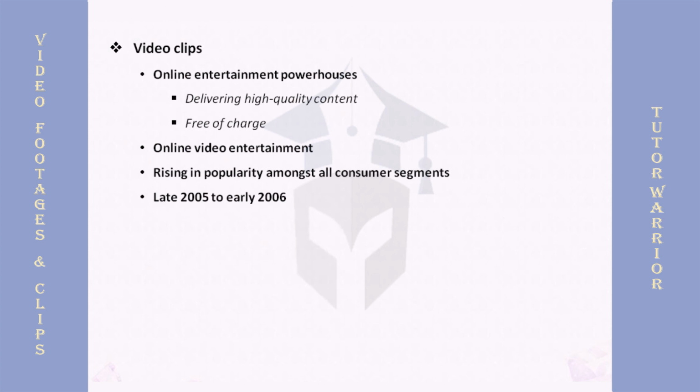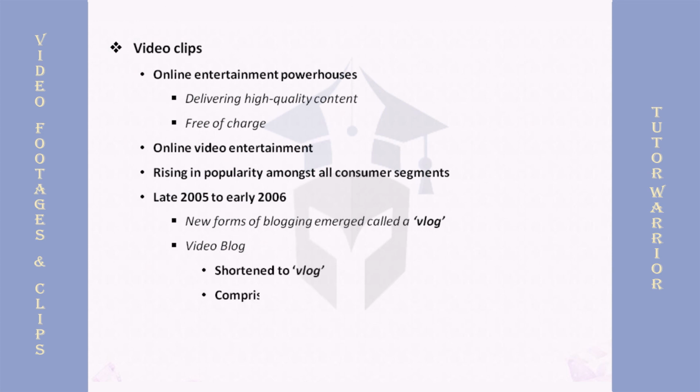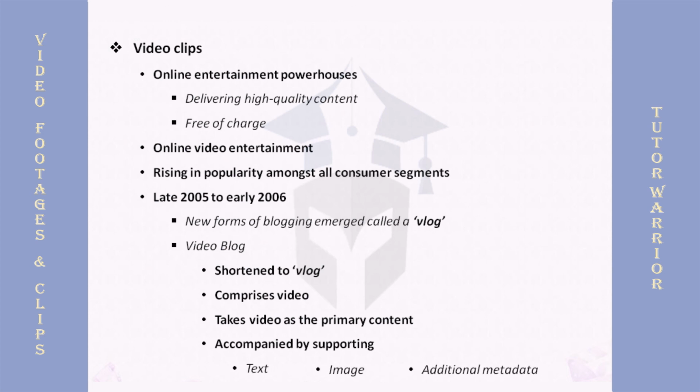In late 2005 to early 2006, a new form of blogging emerged called a vlog. A video blog, which sometimes is shortened to vlog, is a blog that comprises video. It is a blog that takes the video as the primary content, often accompanied by supporting text, image, and additional metadata to provide context. Once again, footage is raw video, mainly used in film industries, whereas clips are mainly used when you make movies or videos using the computer or internet.